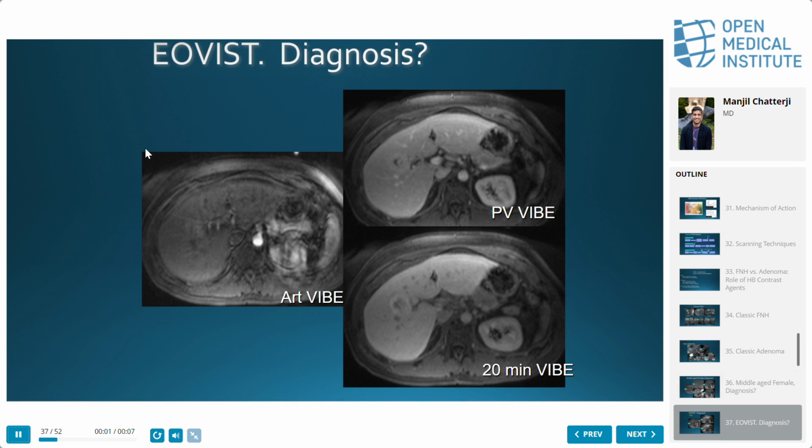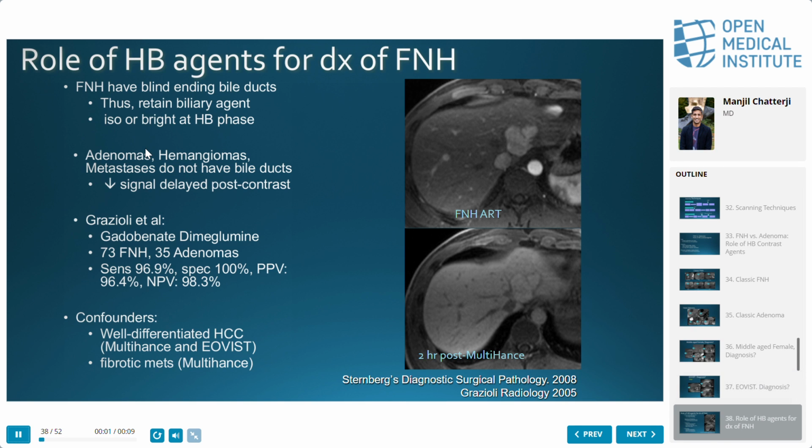But then when you do other sequences, and then especially the 20-minute VIBE, it really clinches it, and this is definitely an FNH. So it can be really helpful, and in the studies, I'll leave this to the slides, but it proves that adding EOVIST for the diagnosis of an FNH is essential.